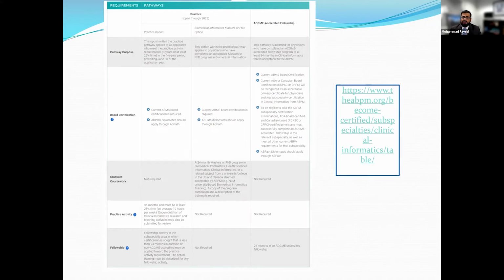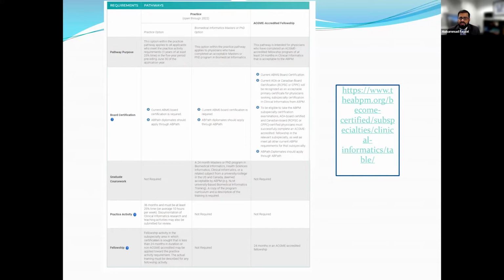Now, what are the requirements for the practice pathway right now? This option is for the practice pathway: 3 years of at least 25% of the time in the 5-year period preceding June of the application year. This is the last year one can sit for this credentialing exam under the practice pathway option. If one already has an accredited fellowship completed, at least 24 months, they will be eligible. They don't have to have the 25% work requirement in informatics.